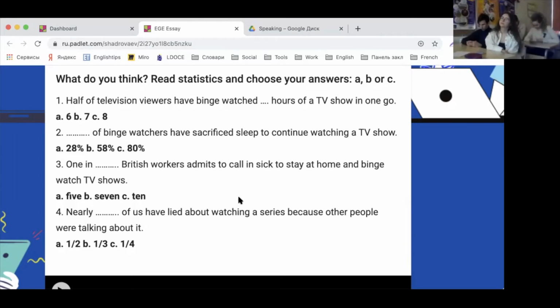How big is this number now? 1 in 10. 1 in 10, 1%. Okay, nearly half. Oh, by the way, can you read these numbers? Nearly half, nearly... and nearly... Yeah, nearly a third, nearly a quarter of us have lied about watching.